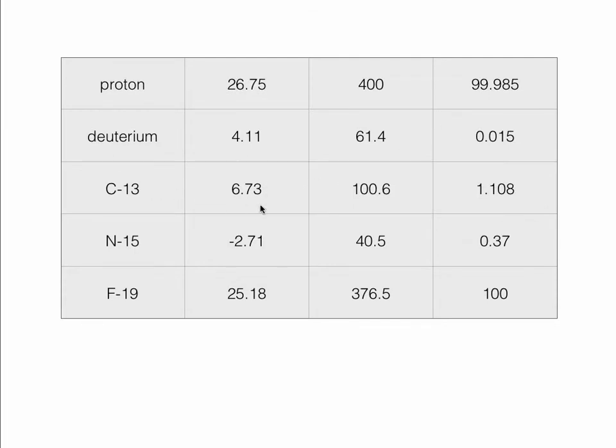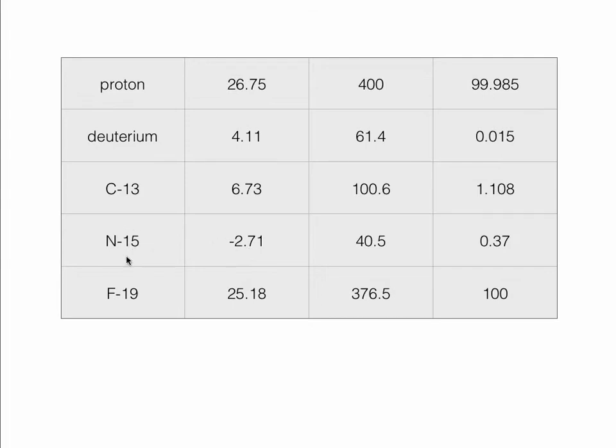Carbon-13 has a different gyromagnetic ratio. It's just about exactly 1/4 that of the proton, and it has a very small abundance as well. Most carbon is carbon-12. Nitrogen-15 is interesting in that it has a negative gyromagnetic ratio. That means that the ground state in nitrogen-15 is actually against the applied field rather than for the applied field, which is characteristic of all these other isotopes. And it has also a very small abundance.